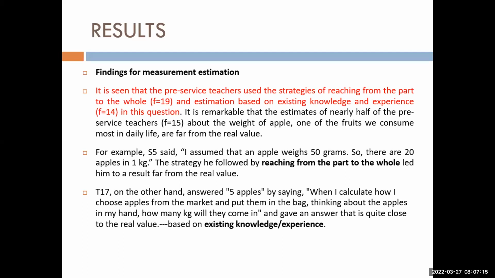For example, T5 said, I assume that an apple weighs 50 grams, so there are 20 apples in 1 kilogram. Or T17, on the other hand, answered 5 apples by saying, when I think about how I choose apples from the market and put them in the bag, I mean, it changes according to the apples. Thinking about the apples in my hand, how many kilograms will they come to? and gave an answer that is quite close to the real value based on existing knowledge and experience.